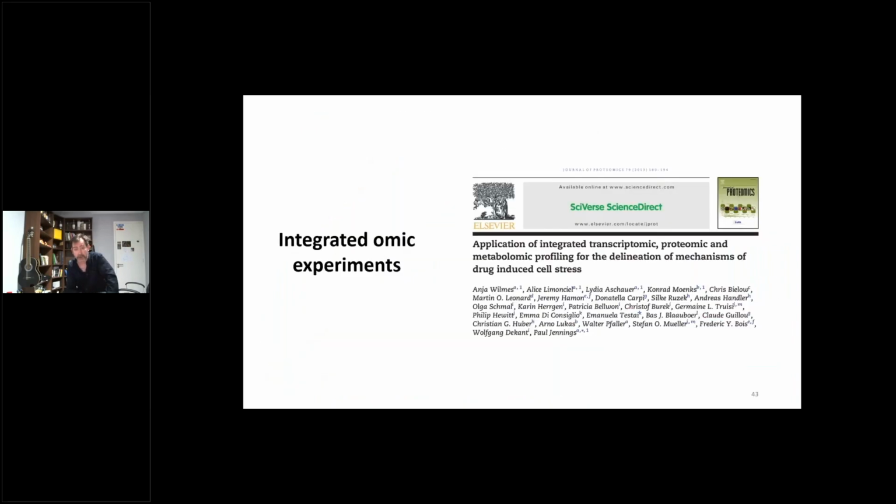This is a publication, if you have time and the capacity to read it, that was a wonderful paper we did together with Frederic Bois and Wolfgang Dekant. And there are so many names that I won't go through. But we integrated proteomics, metabolomics, and transcriptomics, and kinetics of the compound with these repeat TERT cells that were grown for 14 days in repeat dose fashion. And it's a nice example of what I'm trying to say.